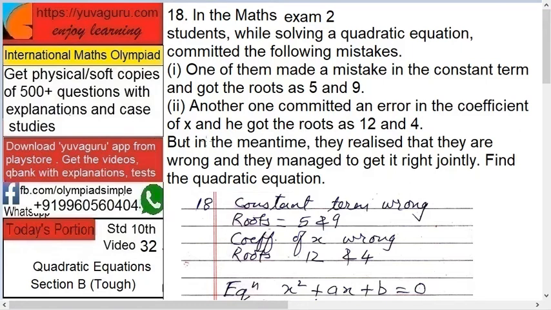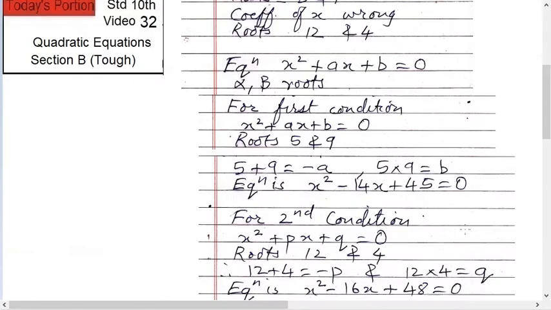Find the quadratic equation. See here, in this problem, this last line is of no use to you. Means, in the meantime they realize and so on, forget it. Only 2 points are there, point number 1 and point number 2, and find the quadratic equation. So point number 1 is constant term wrong and roots are 5 and 9. Coefficient of x wrong, roots are 12 and 4.